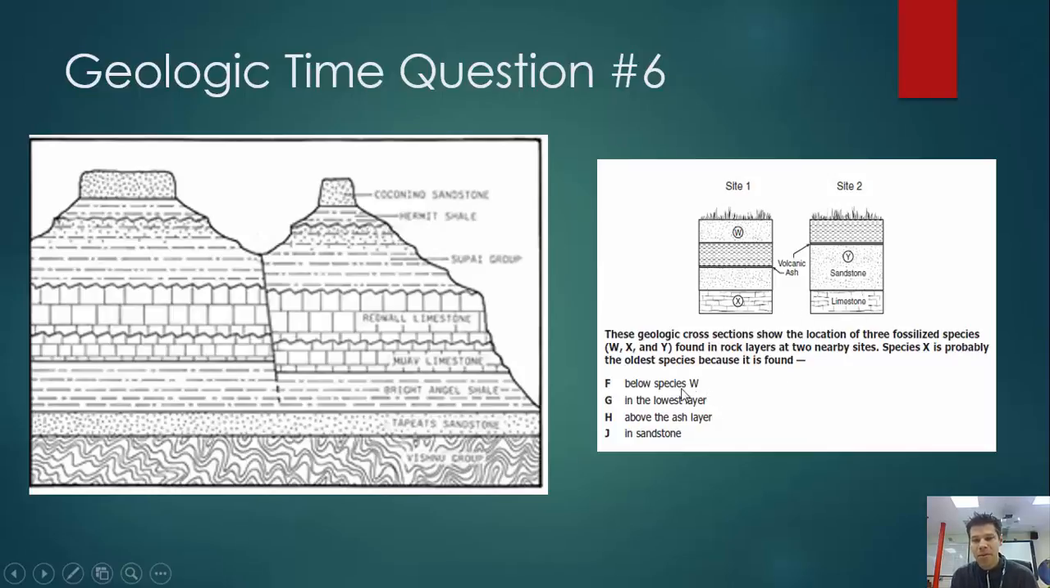So now you have to pick between below species W, that's true, and that makes it older than species W. But that does not make it older than species Y. What makes it older than species W and species Y is the fact that species X is in the lowest layer. So our answer is G.